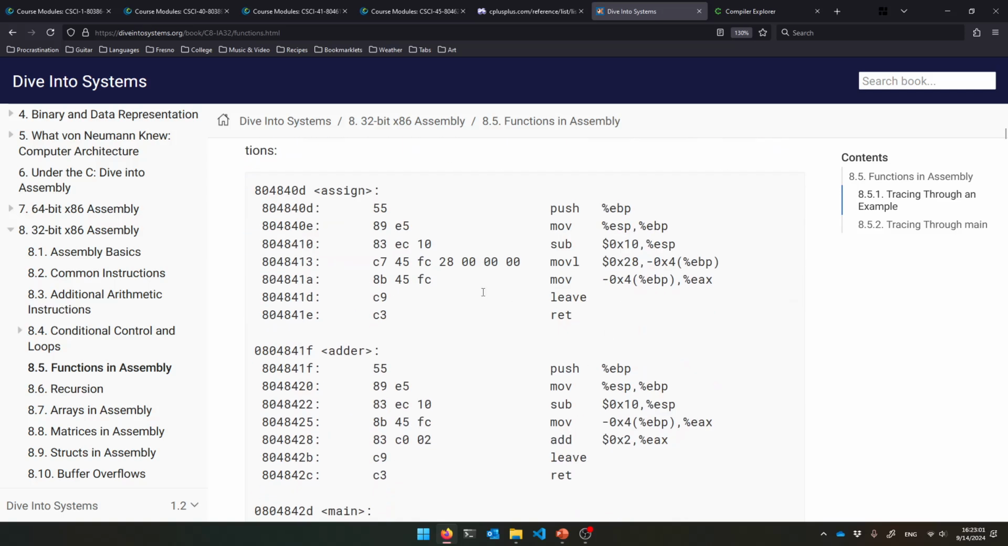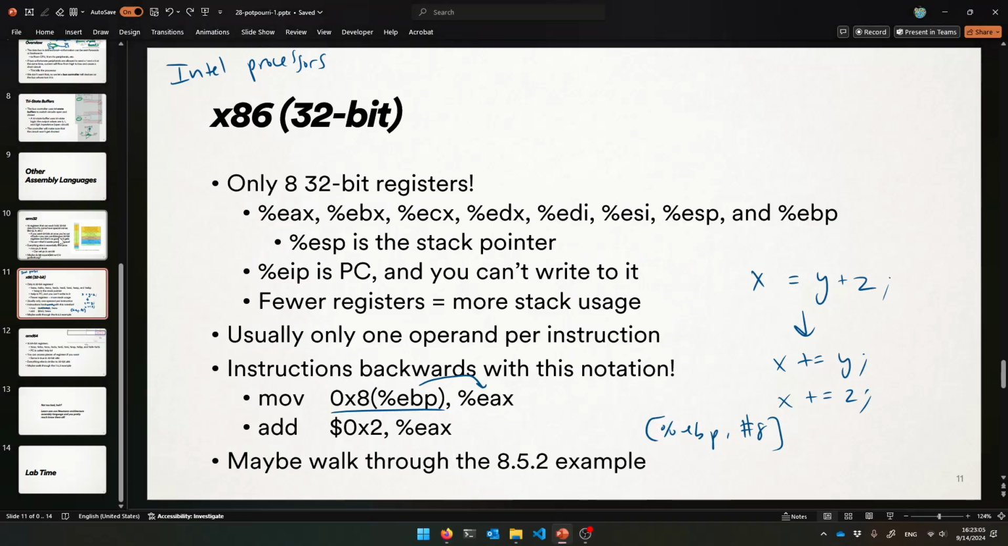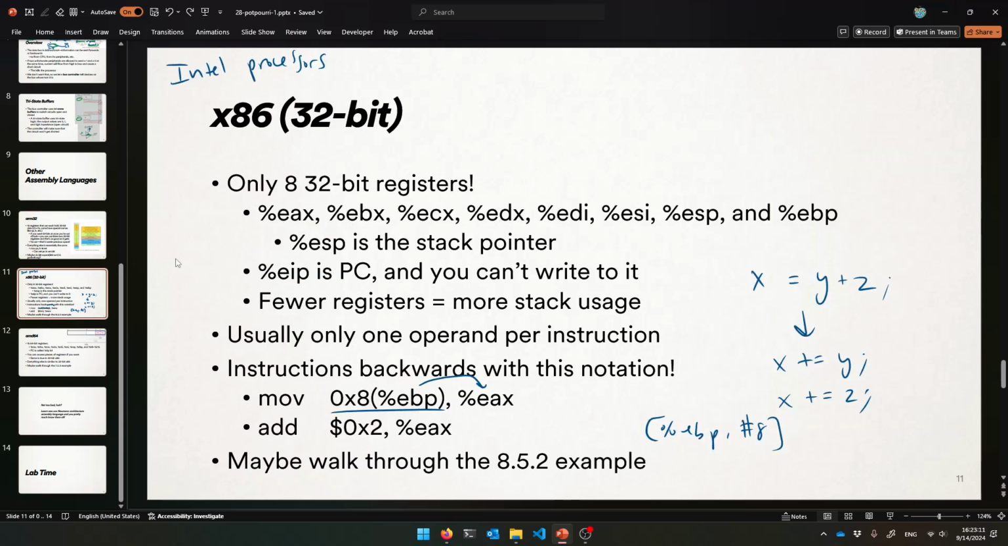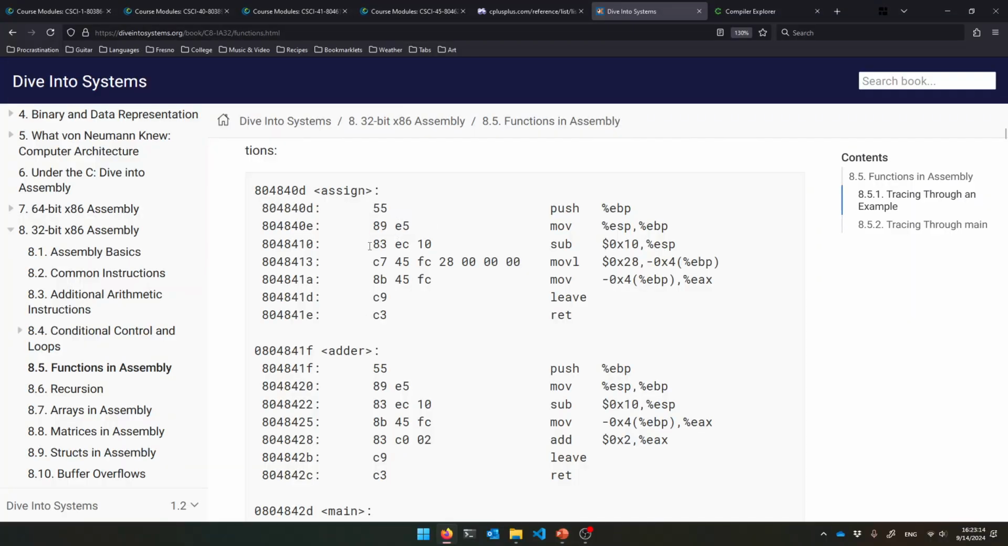All right. So yeah, these are variable length instructions. So ARM, first of all, 32-bit ARM, just like 64-bit ARM assembly, every instruction is 32 bits wide. For x86, it's a CISC, right?